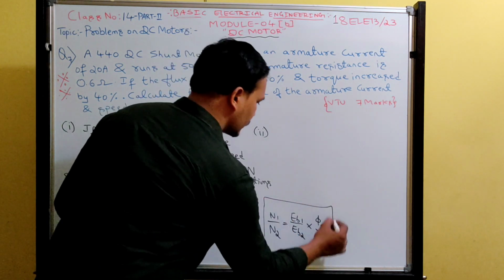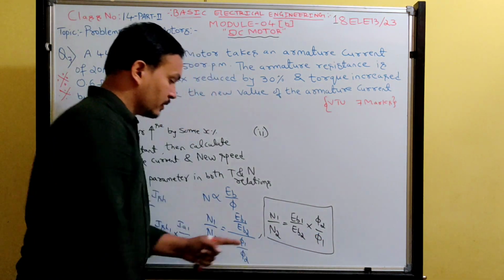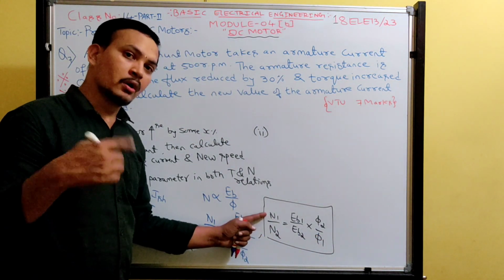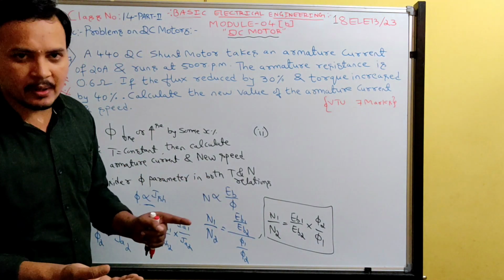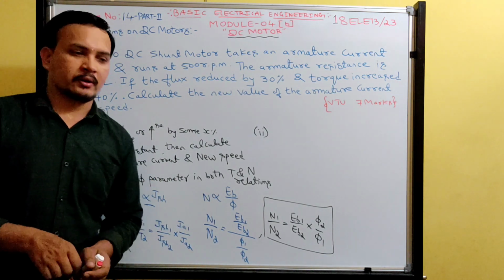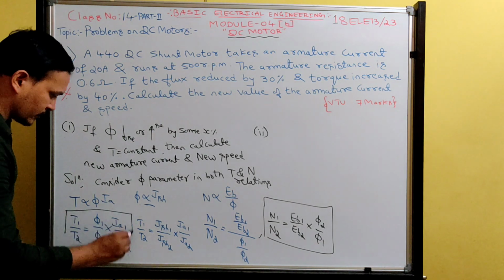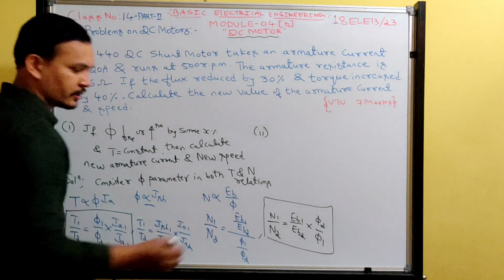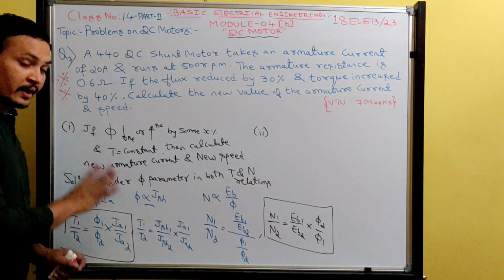So using this relation, you can find new speed. N1 is old speed and N2 is new speed when something changes, maybe torque constant or flux increase or decrease. Okay, got it? So using these two relations, this one and this one, you can find new current and new speed. This is one case.